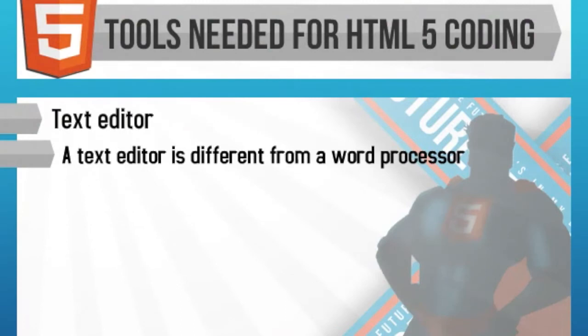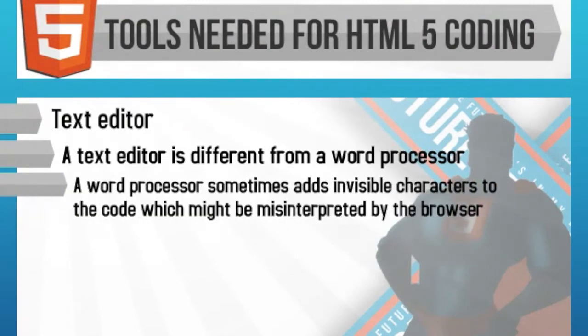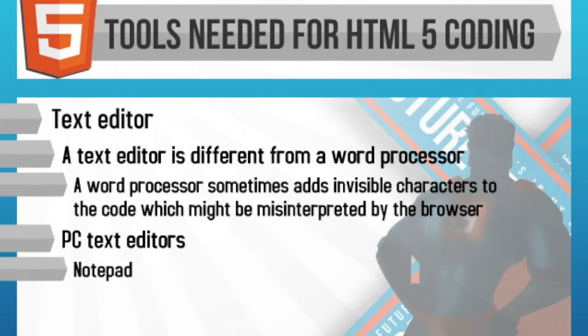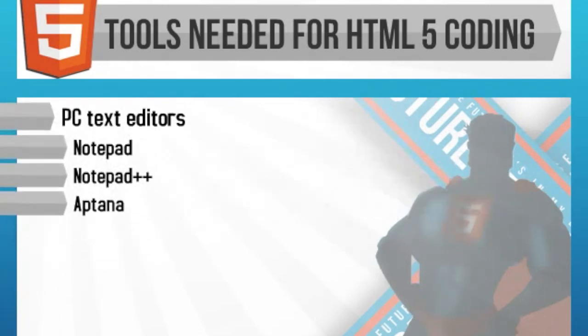You don't want to use a word processor because a word processor sometimes embeds invisible characters in the code that might get misinterpreted by the browser. So you want to use a pure text editor. On the PC, a couple of examples are Notepad, which comes with every PC that runs Windows, Notepad++, which is free and downloadable, and Aptana, which is a robust development environment, which is also free and downloadable off the web.